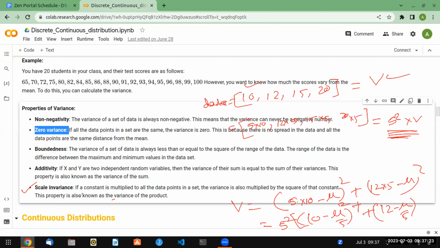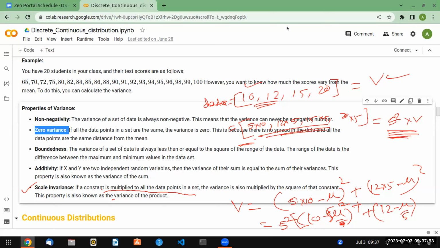No, not that too. If a constant is multiplied to all the data points in a set, suppose this was your data point, now you multiply. So I got it. It is 5 mu, it is not mu by 5. It is 5 into mu. Oh, right. So the mean also will change, right? Correct. So here the mean also will change. That is right, 5 mu.